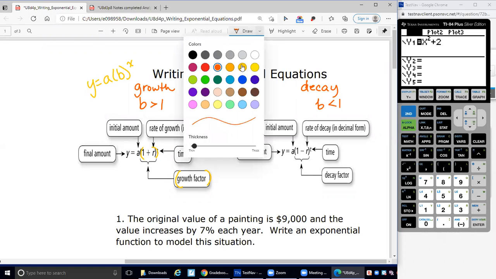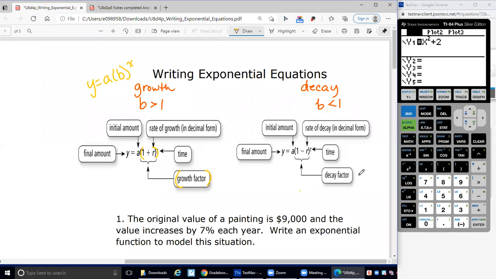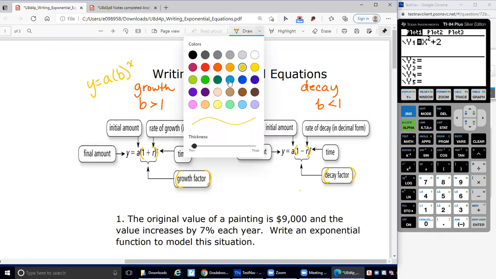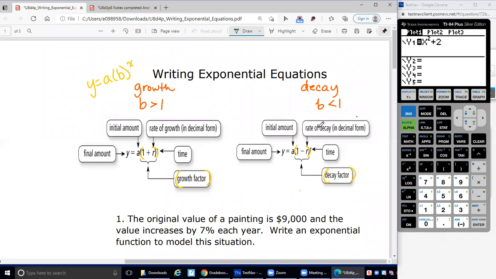So yet again, I just kind of want to point out these vocabulary terms. They talk about growth factor. That's the whole thing inside the parenthesis. And here you got a decay factor, and that's the whole thing inside that parenthesis. But they also have a term referring to your rate of decay, and that is just straight R. Okay? Here we have a rate of growth, and that is also just R, depending on the situation. Please note that they want it in decimal form, right?